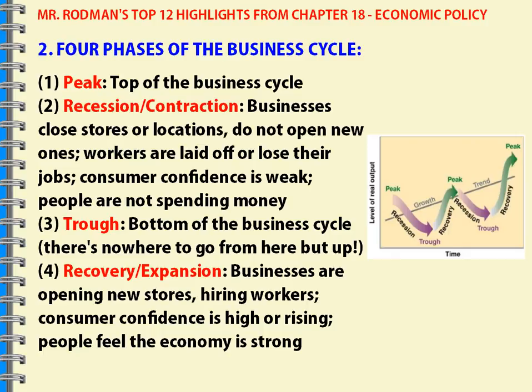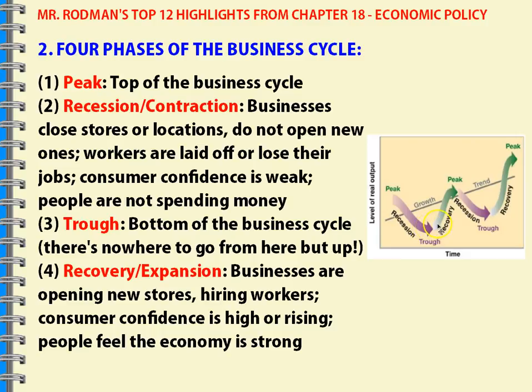So we start with the peak, what we see here as the peak, the top of the business cycle, the top of the roller coaster. Recession or contraction, this period where businesses lay off workers, they close stores. We don't want to be there. So the government will use fiscal policy to cut taxes and increase spending in order to help grow the economy, bring it back up and turn that trough around. Obviously, we don't want to stay down here. Nowhere to go but up, though.